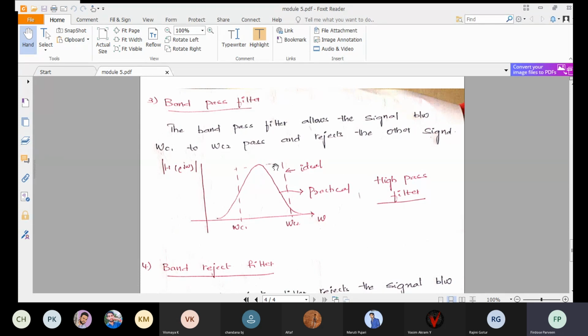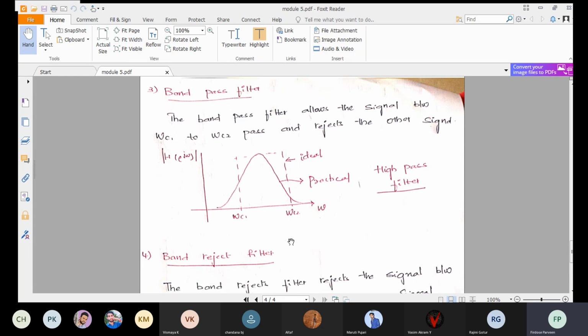Ideally it should be like this. Okay, but we'll never get straight lines like that. So always the frequency response will be like this. So the frequencies will be passed from omega c1 to omega c2, whereas other than those frequencies, it will block. So that is called band pass filter.